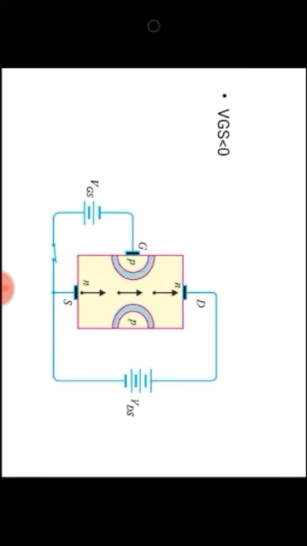So the current from drain to source is decreased. On the other hand, if the reverse voltage on the gate is decreased, the width of the depletion layer also decreases. This increases the width of the conducting channel, and hence the drain to source current increases. So this is the working.